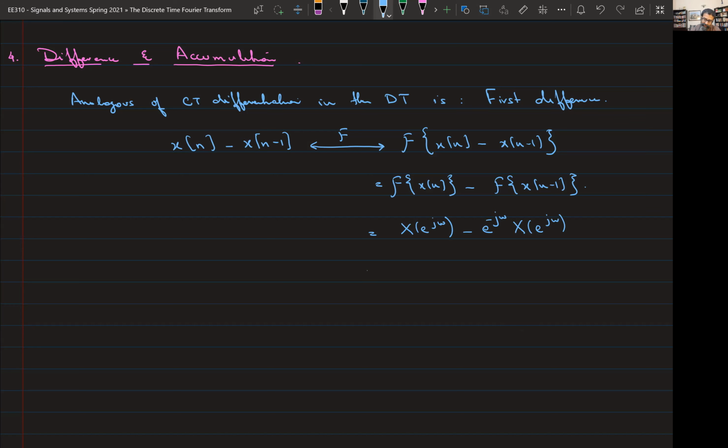So essentially what this therefore is, 1 minus e^{-jω} times X(e^{jω}). This is what happens when you compute the first difference. Now, what about accumulation? So this is called first difference.